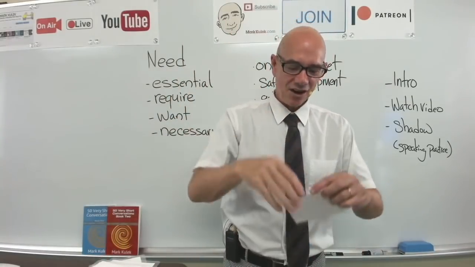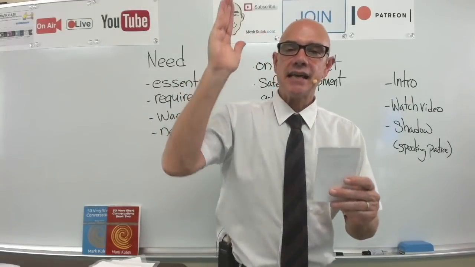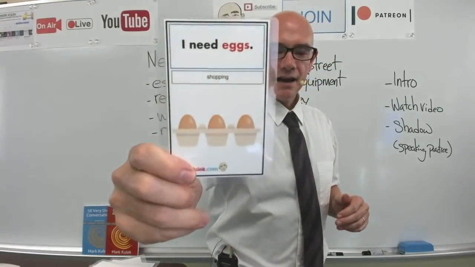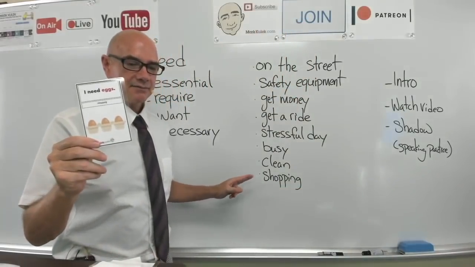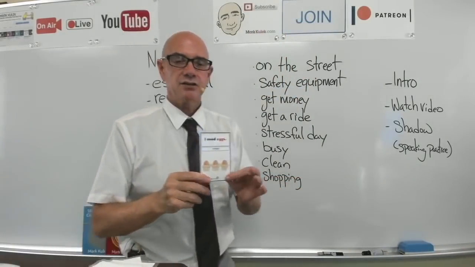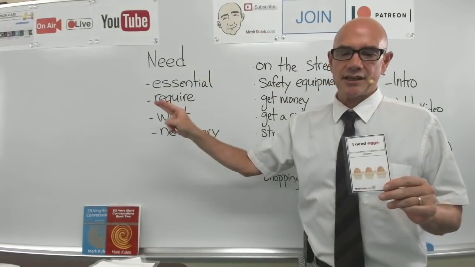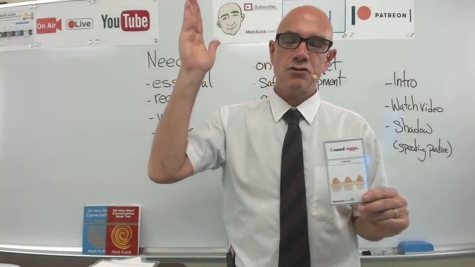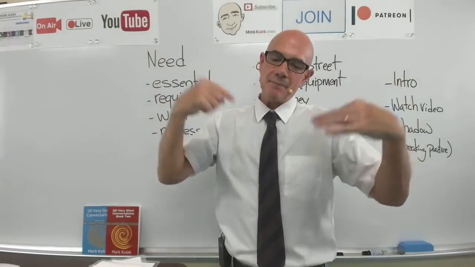Okay. Last card. Here we go. I need eggs. All right. I need eggs for, and it's shopping, right? So I need to go to the supermarket. It's essential. It's necessary for me to go to the supermarket, to buy food, to put in my body, right?